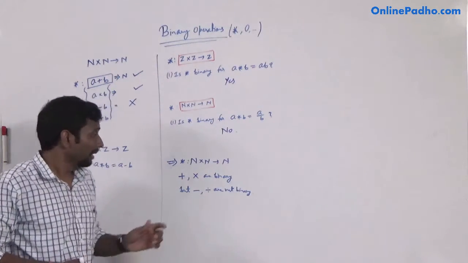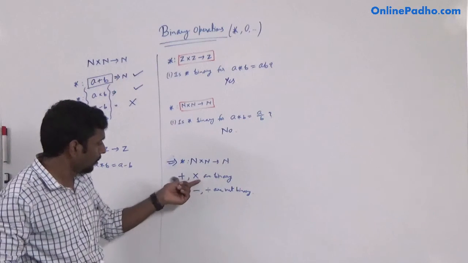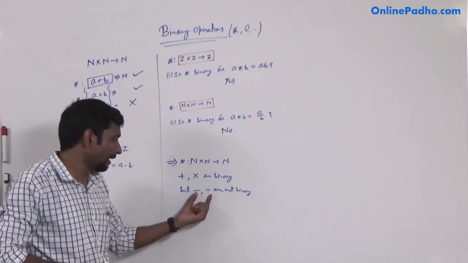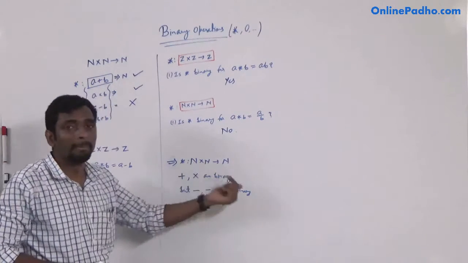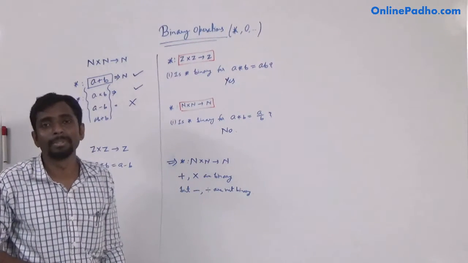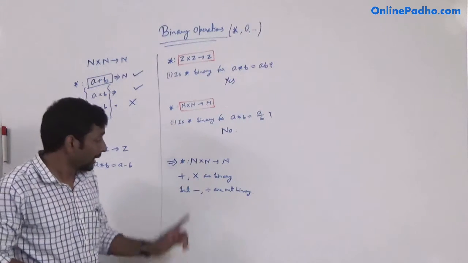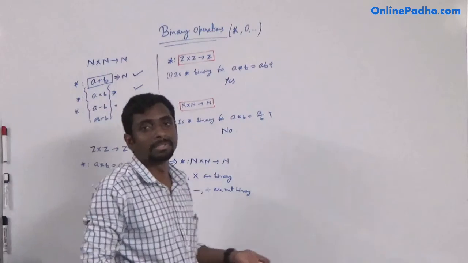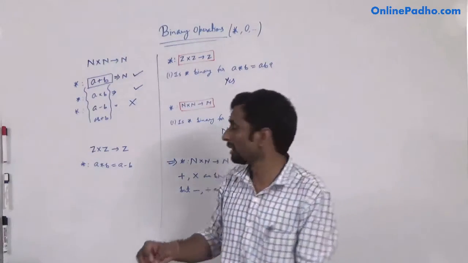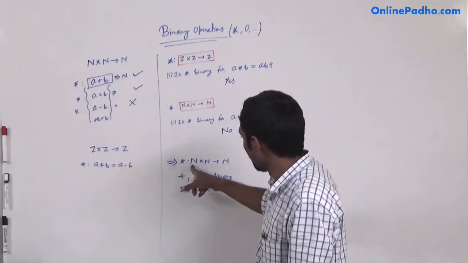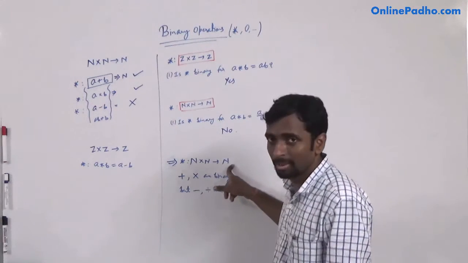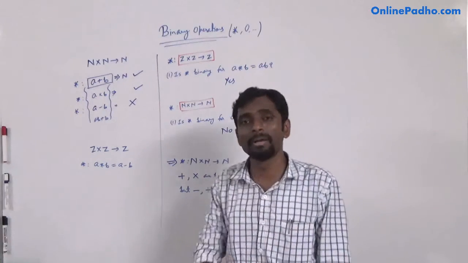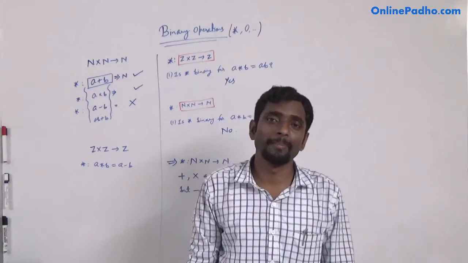Why? Because the sum and the product of two natural numbers are again natural numbers, but the difference and division of two natural numbers may not be natural numbers. Right? In the case of real numbers, all four are binary operations. In the case of real number by real number tends to real number, addition, subtraction, multiplication, and division are all binary operations.